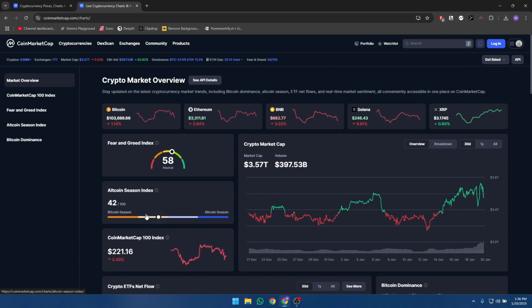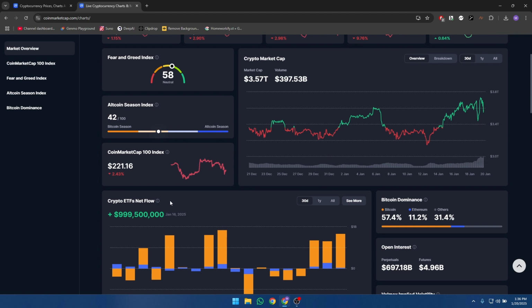So right now we're pretty low, around 42 out of 100. So if you're trying to get in, this might be a good time to get in before the market shoots up. Crypto market cap is essentially the market cap of the entirety of the crypto market, and that's about 3.57 trillion right now, and the volume's about 400 billion.